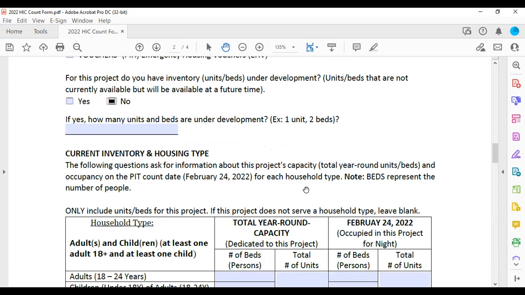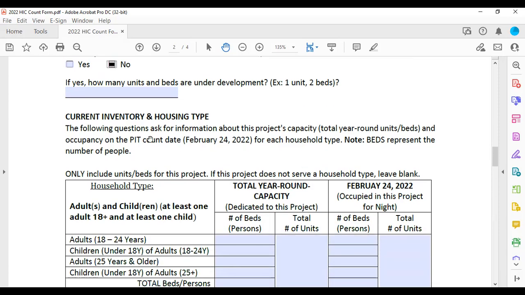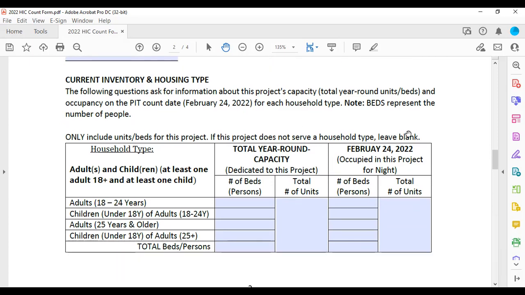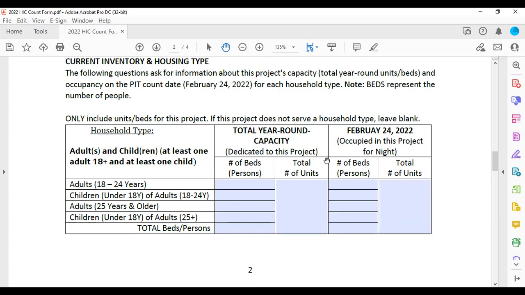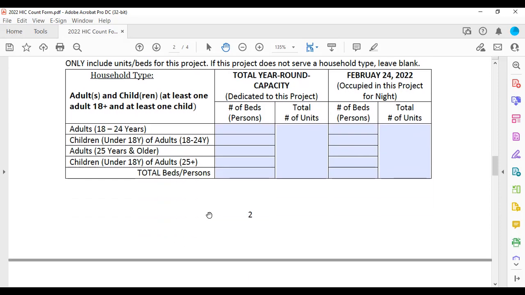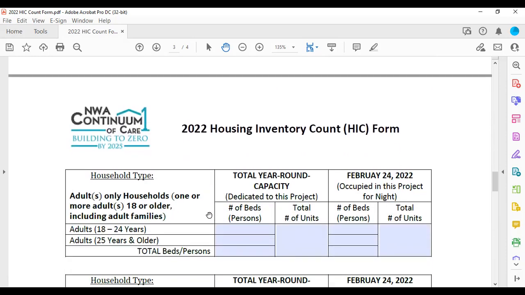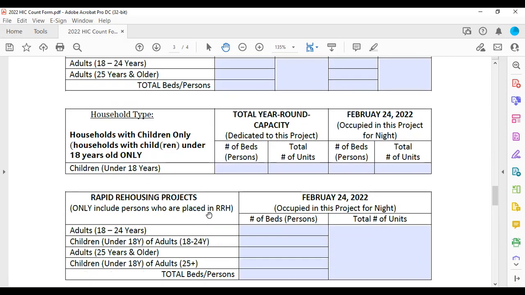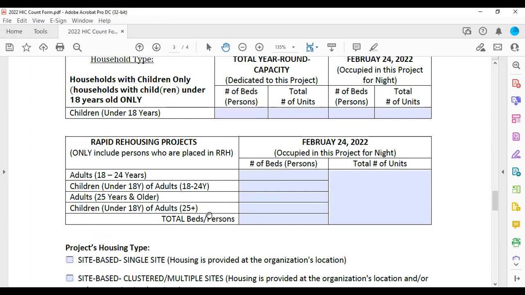Okay, so now this next piece asks about your current inventory and your housing type. This is where, when we looked earlier at the utilization and comparing those, we get that information. There are different housing types, and you will only choose the ones that apply to your particular project. I'm going to scroll down and then scroll back up.